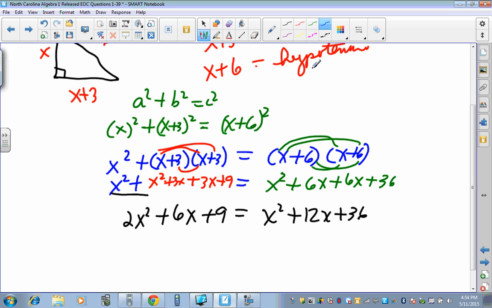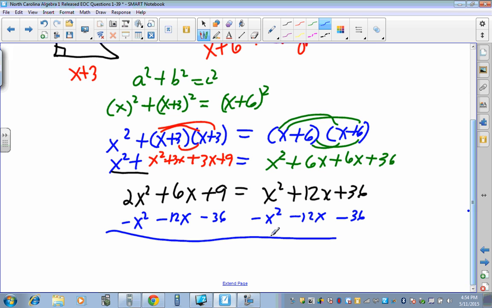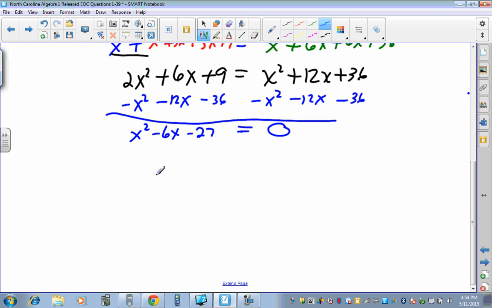We want to make this equal to 0, so let's subtract x squared from both sides. Subtract 12x from both sides. Subtract 36 from both sides. Because we know when we solve any equation degree 2 or higher, we have to make it equal to 0. See, 2x squared take away x squared is x squared. 6x take away 12x is minus 6x. And then 9 minus 36 is negative 27. We have to think what multiplies to give us negative 27 and adds to give us negative 6. That's negative 9 and positive 3. So our answers are 9 and negative 3.